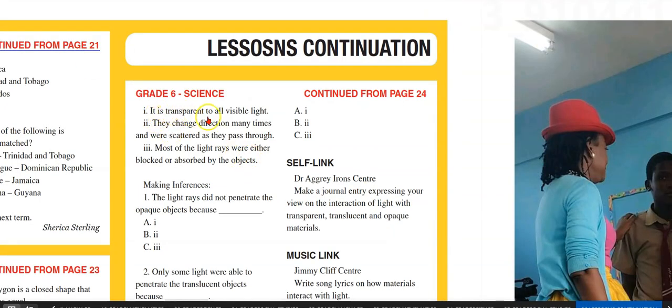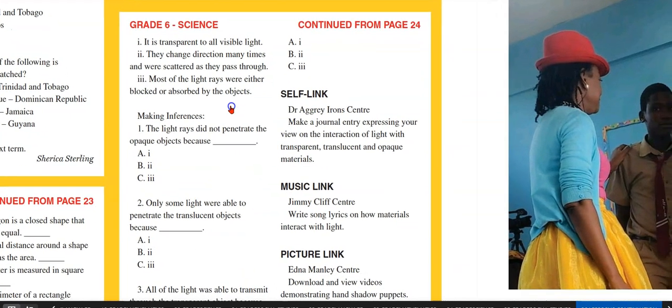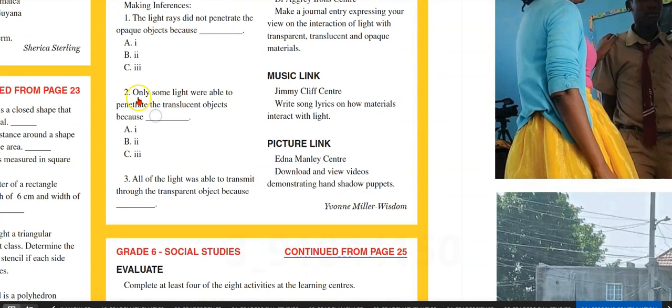1. It is transparent to all visible light. 2. They changed directions many times and were scattered as they passed through. 3. Most of the light rays were either blocked or absorbed by the objects. Making inferences. The light rays did not penetrate the opaque objects because 1, 2, or 3. Only some light was able to penetrate the translucent objects because 1, 2, or 3.